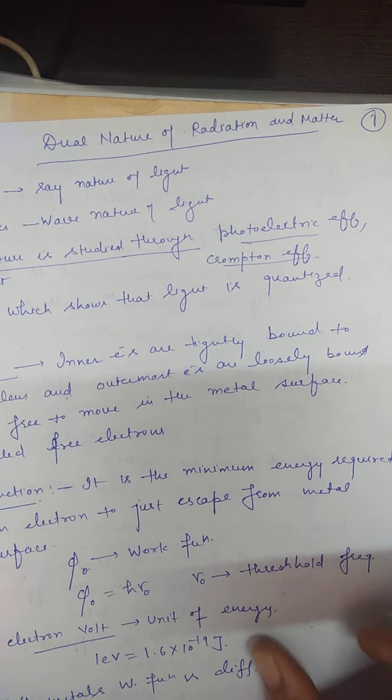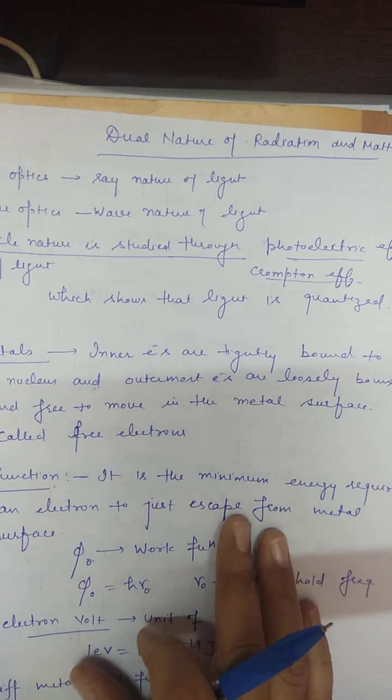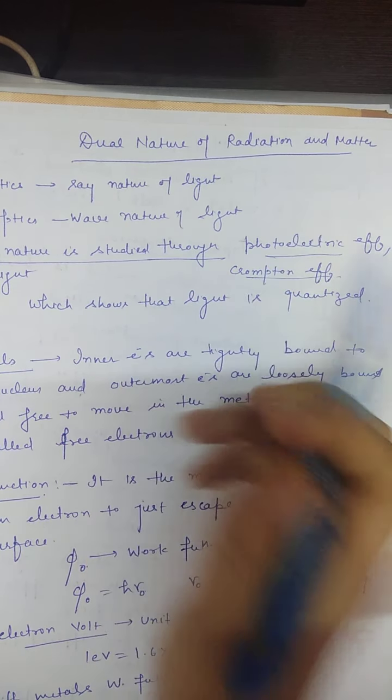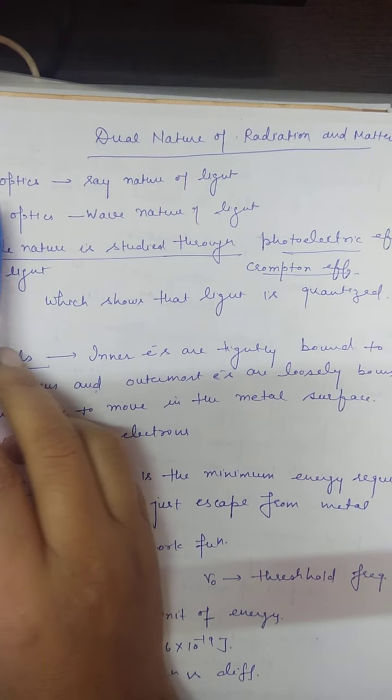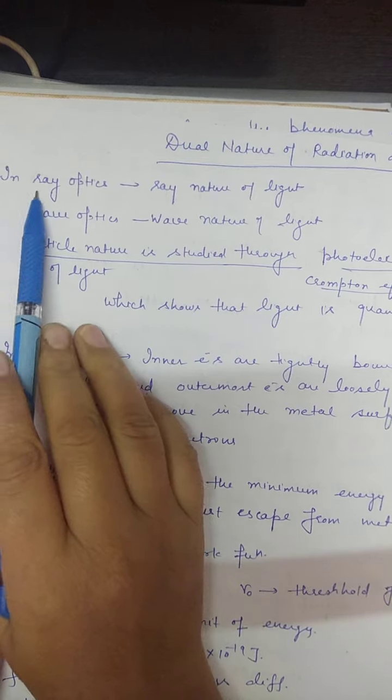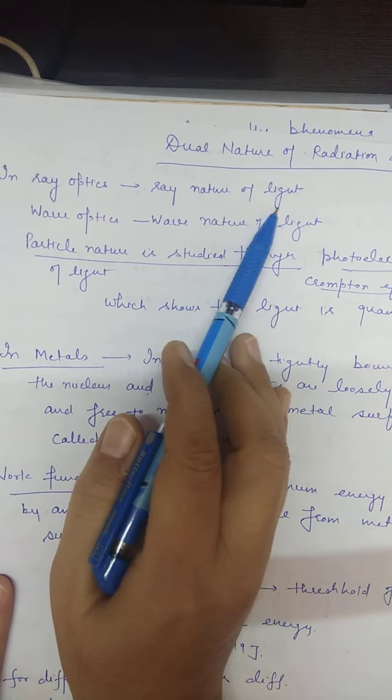Good morning, students. In today's lecture, I'm going to start with the next unit, that is dual nature of matter and radiation. Right, students? In the previous unit, you have studied about ray optics. What do you mean by ray optics? It is that branch of physics in which we consider the ray nature of light.